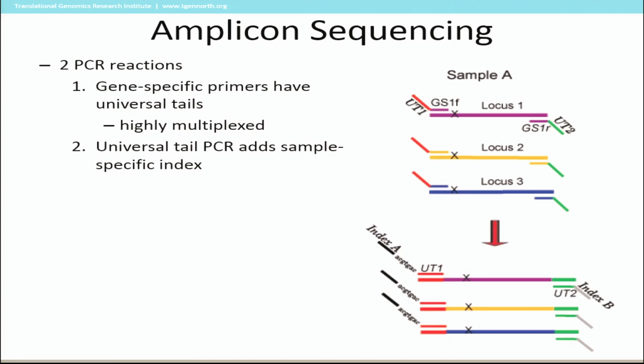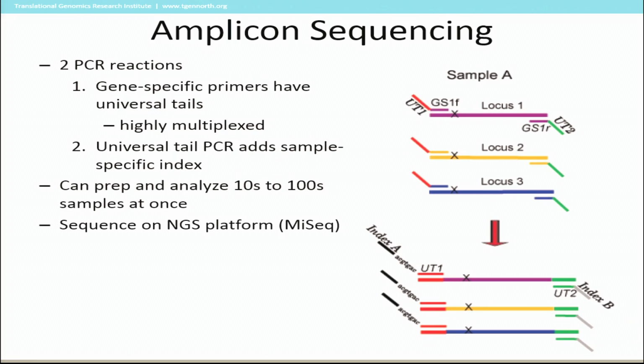We can highly multiplex. We can look at large numbers of targets within an individual run, as well as large numbers of samples, because with that universal tail, we can put the sample index onto it. So now we can look at tens to hundreds of samples all at once and tens to hundreds of targets if we need to.